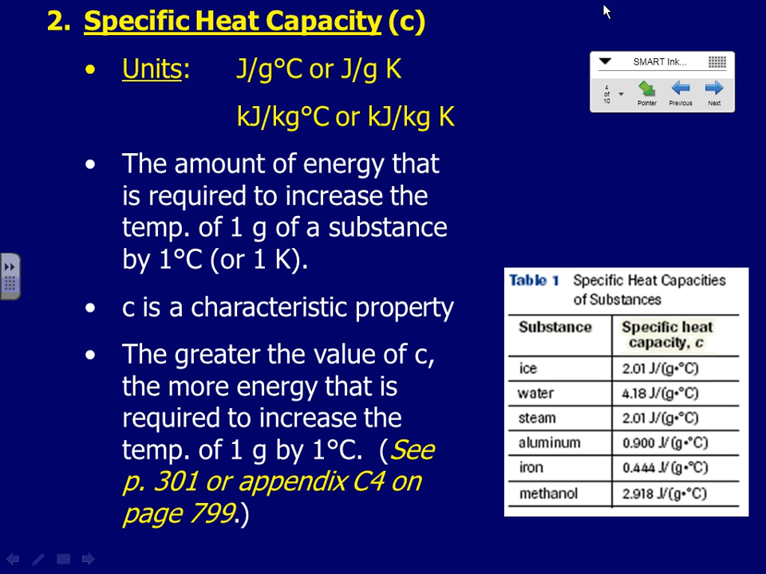Methanol, that's a type of alcohol. It's still not as good as water. Water is a great heat absorber. Okay? So the specific heat capacity is given the letter C. It's a fundamental property of all materials, and it kind of describes how good it is at absorbing energy.